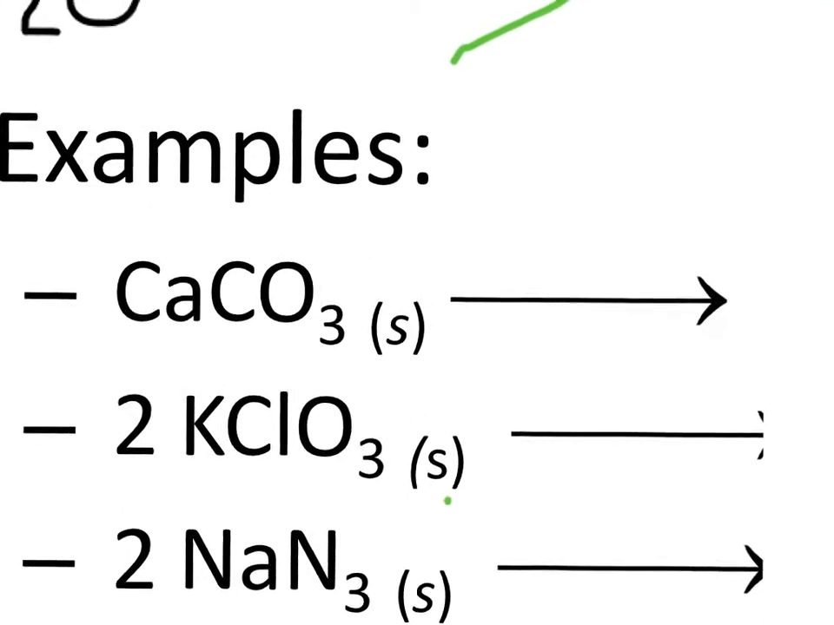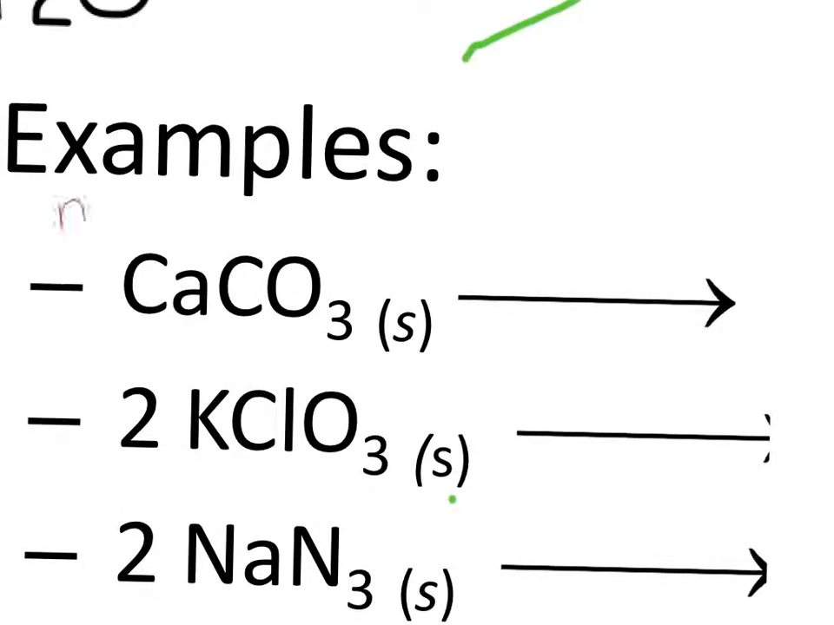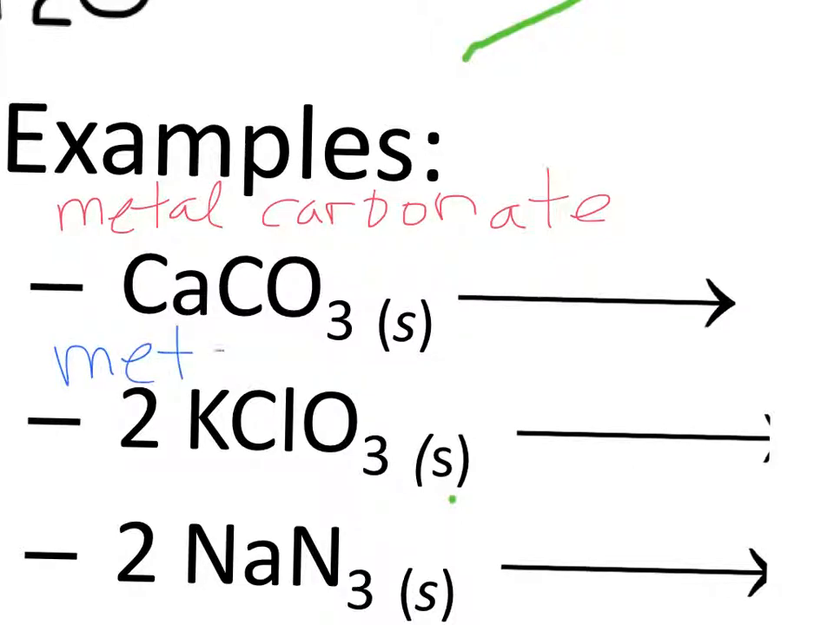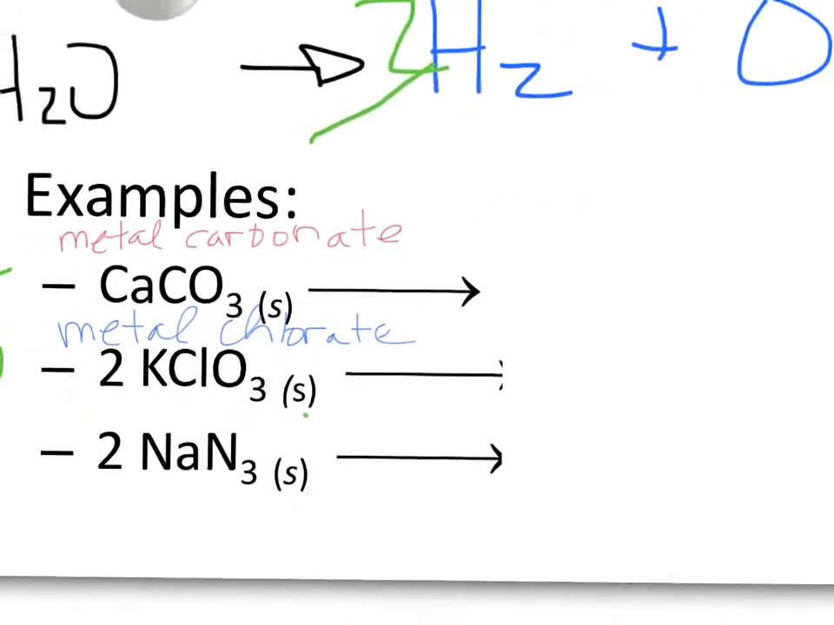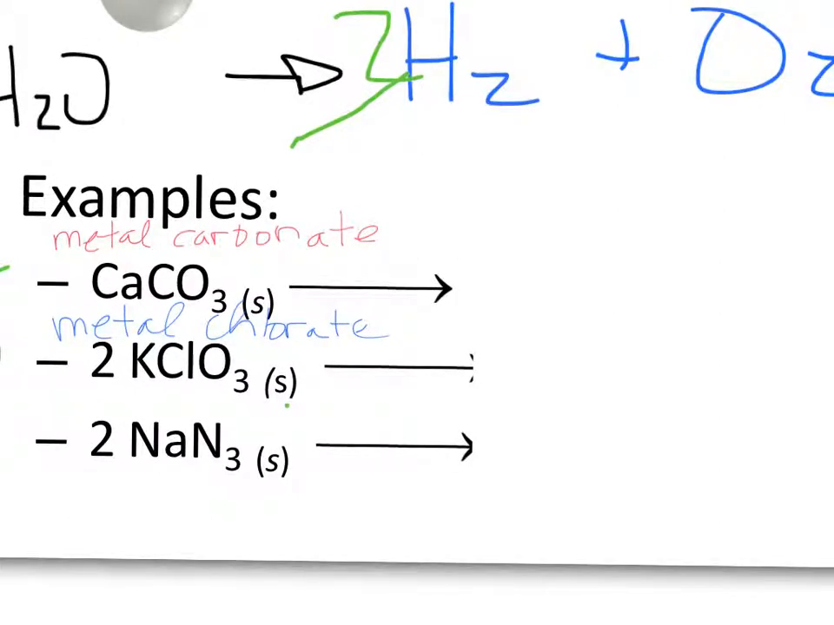This first one is called a metal carbonate, and I really need you to understand what a metal carbonate decomposes into, because this is going to be something you're going to see a whole lot of. And the second one is a metal chlorate, and you do need to know these two special types. A metal chlorate. And then we're going to look at the product. So metal carbonates will decompose into metal oxides and carbon dioxide.